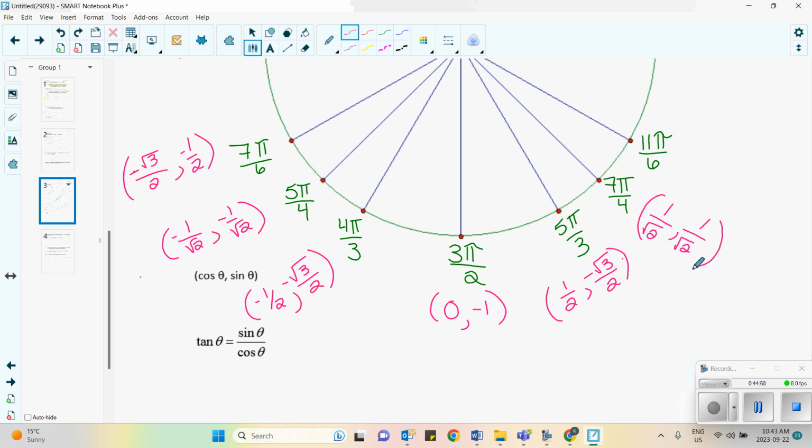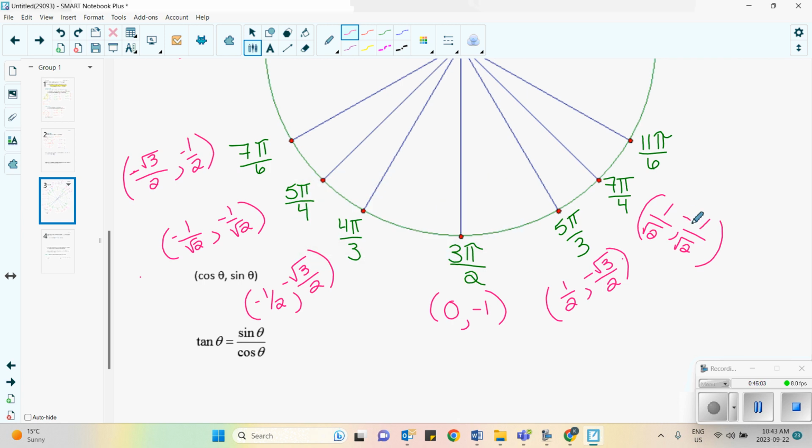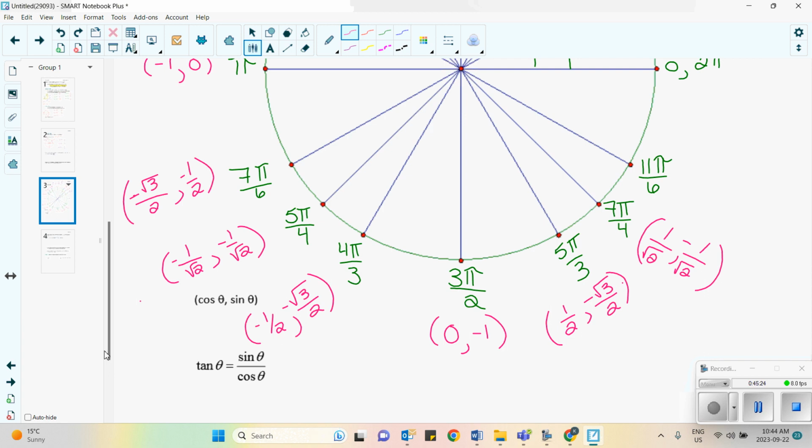Where is 150? Right here. What's cos? Is it your x or your y? It's your x. So what's the cos of 150? Root 3 over 2. That's why we can get rid of our calculators. Okay, this one is going to be root 3 over 2 and negative 1/2, and this point here will be 1 and 0. Good job.